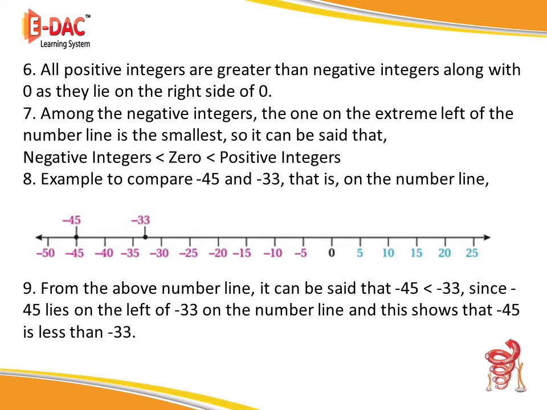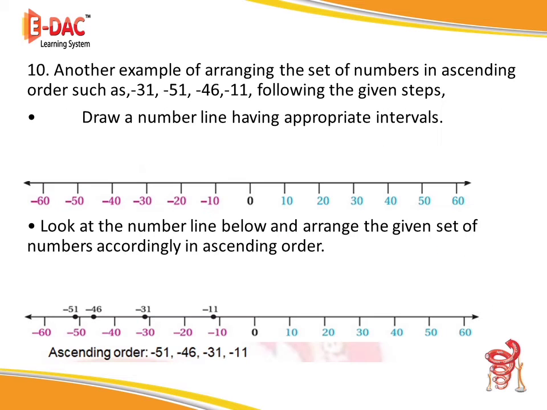8. Example to compare minus 45 and minus 33 on the number line. 9. From the above number line, it can be said that minus 45 is lesser than minus 33, since minus 45 lies on the left of minus 33 on the number line, and it shows that minus 45 is less than minus 33. Let's start.